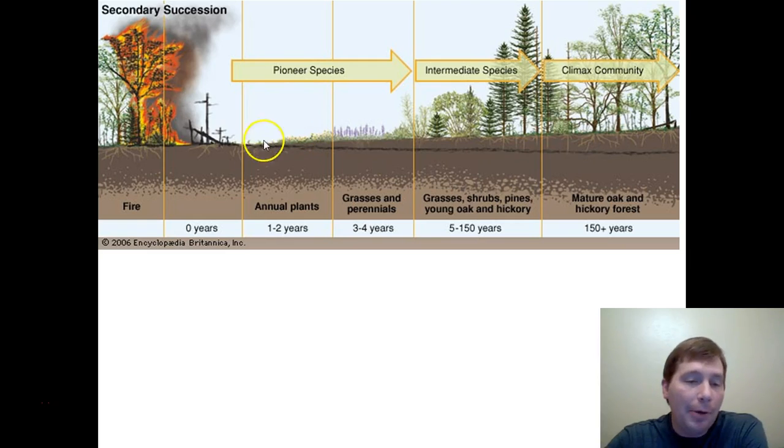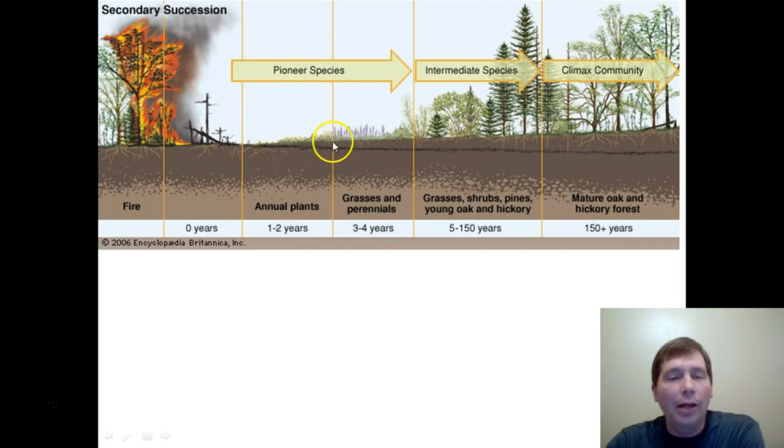Now in primary succession, we had no soil. So our first pioneer species was going to be lichen, because that's the only thing that can live in an area where there is no soil. In secondary succession, the soil is still there, and so all that needs to happen is new plants need to come into the area and start to live. And so one difference between primary and secondary succession is primary succession involves lichen as a pioneer species.